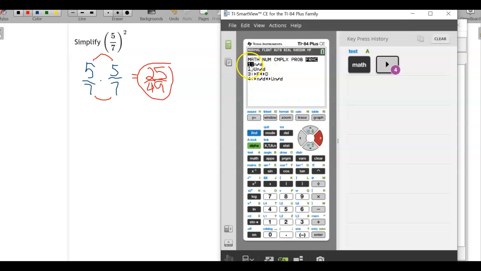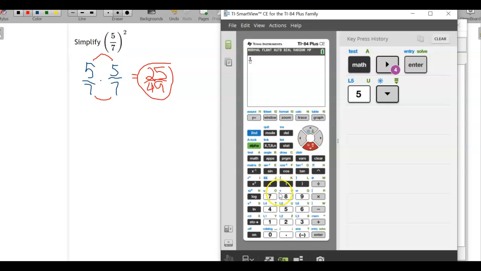But if we want to put in 5 over 7, we have to hit the math key again, which it shows here, then you arrow over to where it says fractions. And now I'm going to select 1. I'll just hit enter, and that puts it in fraction format. So I can push the 5, then I'm going to down arrow and enter the 7. And then notice the cursor is still flashing in the denominator. So I'm going to push the right arrow key, and that takes it out.